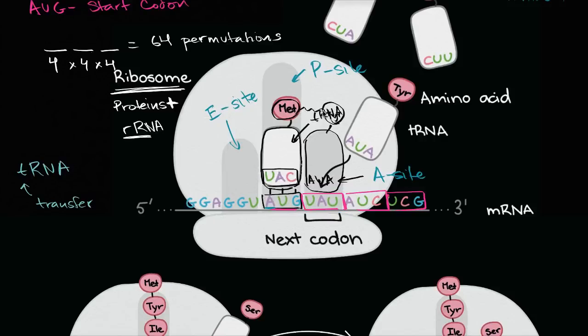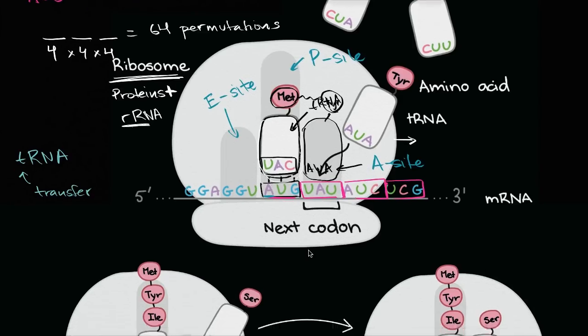Well, then you can have a peptide bond form between the 2 amino acids, and the ribosome itself can move to the right. So this tRNA will then be in the E site. This tRNA will then be in the P site, and then the A site will be open for another amino acid carrying tRNA. So what do the P and E sites stand for?